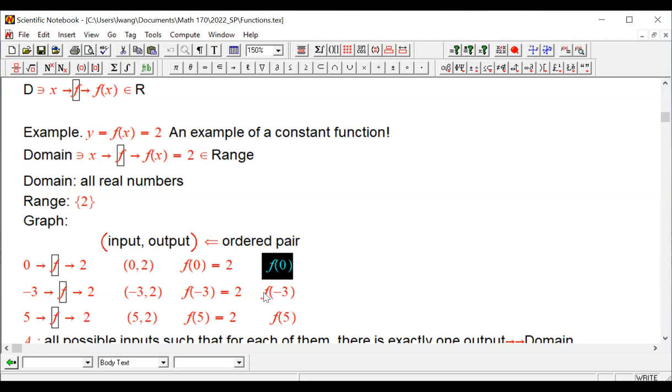So now, ordered pair, input, output. This notation tells you the input is 0, the output is f of 0. In this notation, you could also write these, and you're going to see this a lot. The input is 0, the output is f of 0. Then you say, what is f of 0? Well, I don't know yet. Until you find it, you can have a placeholder to hold space for your output.